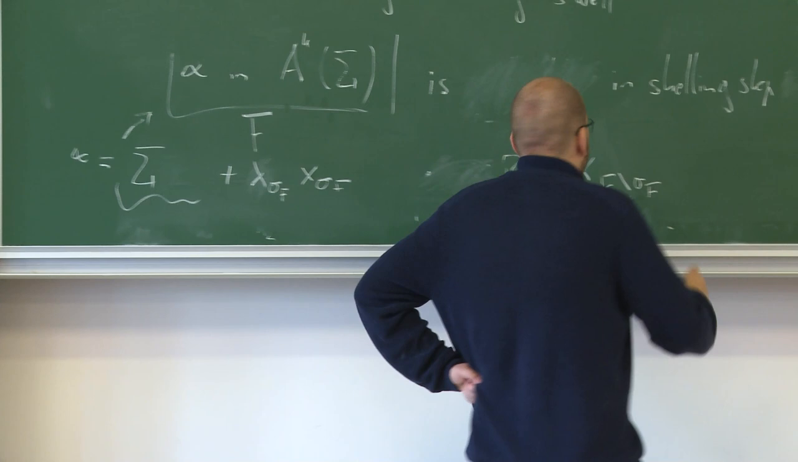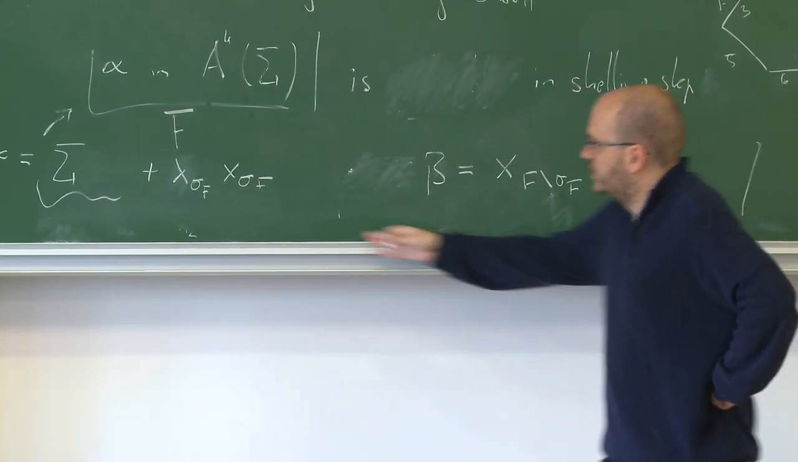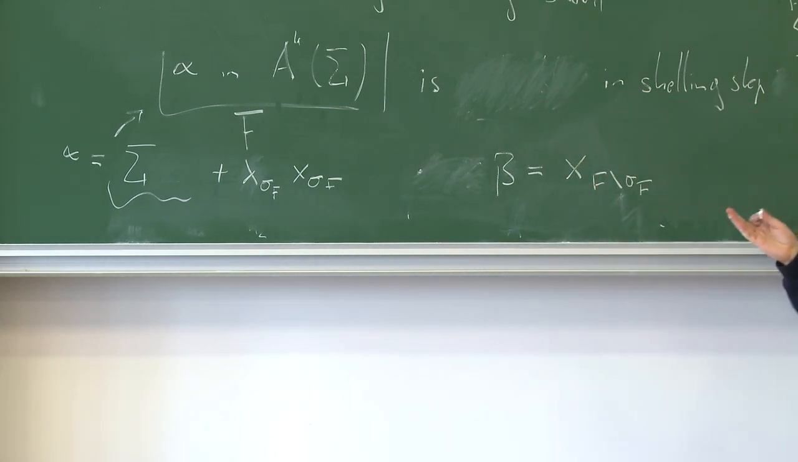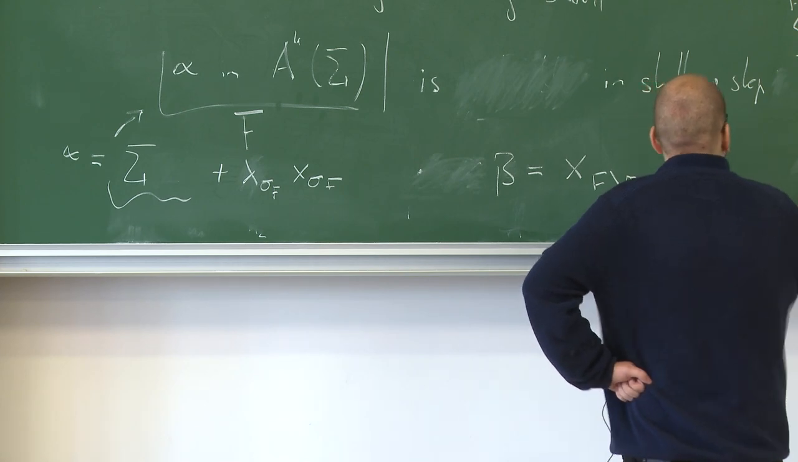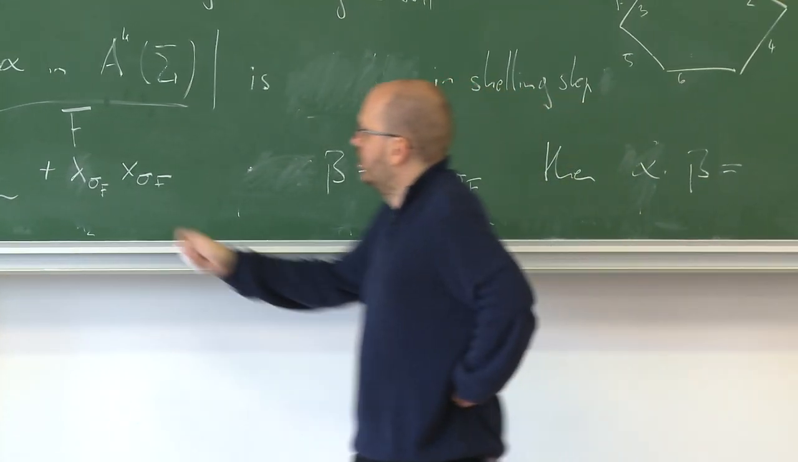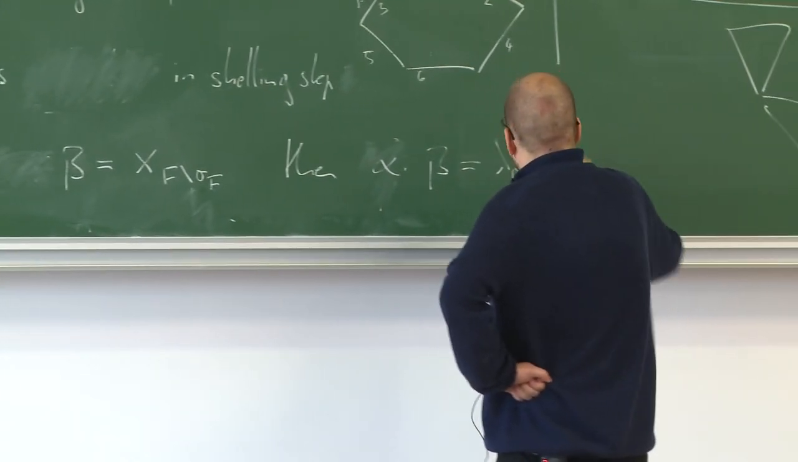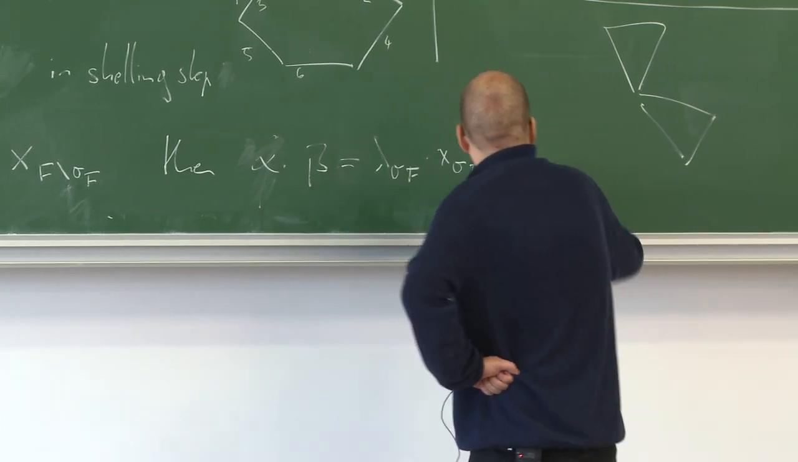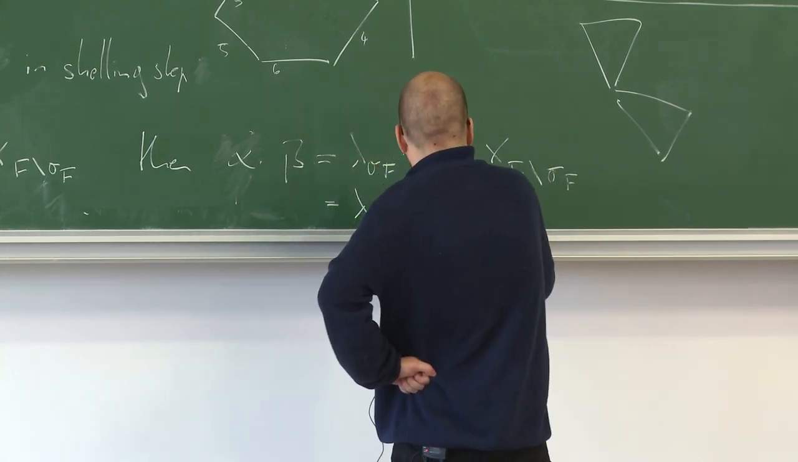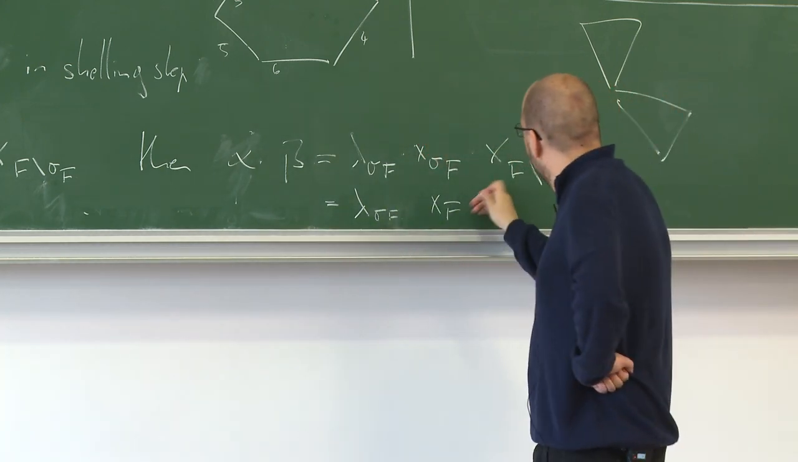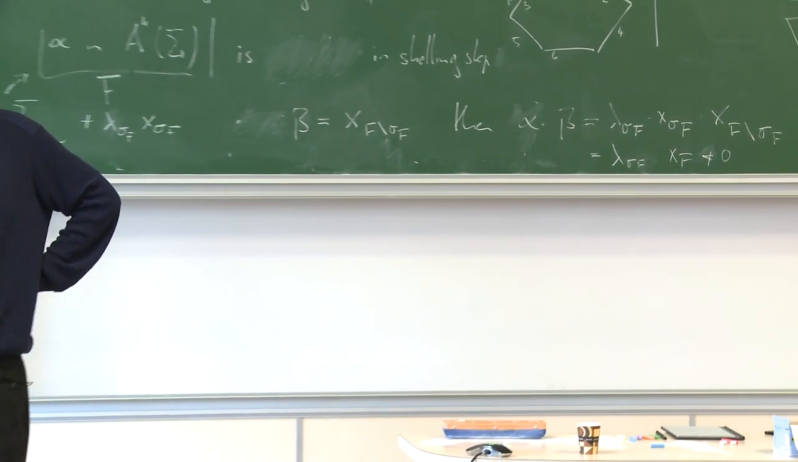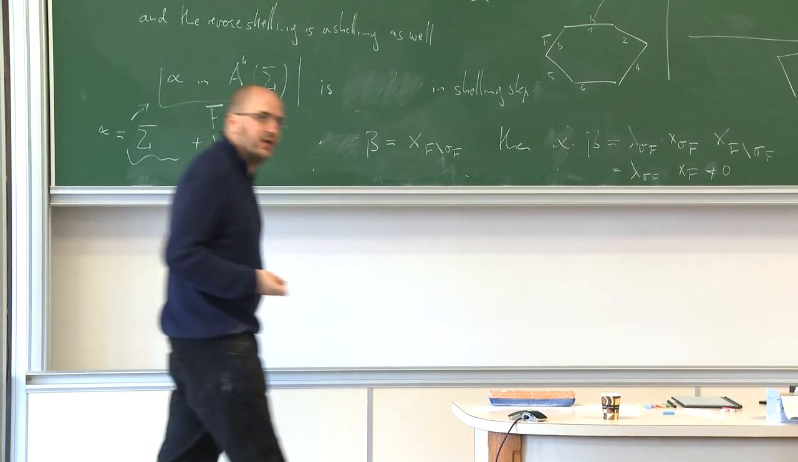What I get is a degree k element, which means sigma f is of cardinality k, and this element here will be of the complementary degree. Then in this way of writing it, alpha times beta is exactly lambda sigma f times x sigma f times x f without sigma f, which is just lambda sigma f times x f, and this is not zero. And that's it. Now you have geometrically proved the Poincaré duality for the case of the boundaries of polytopes. That's it.